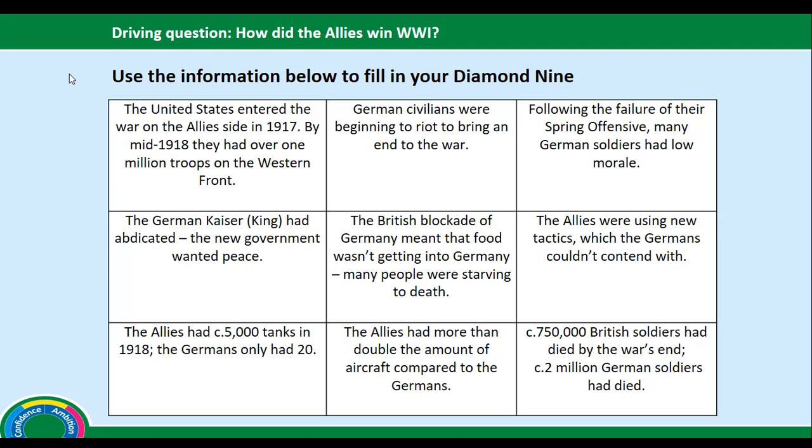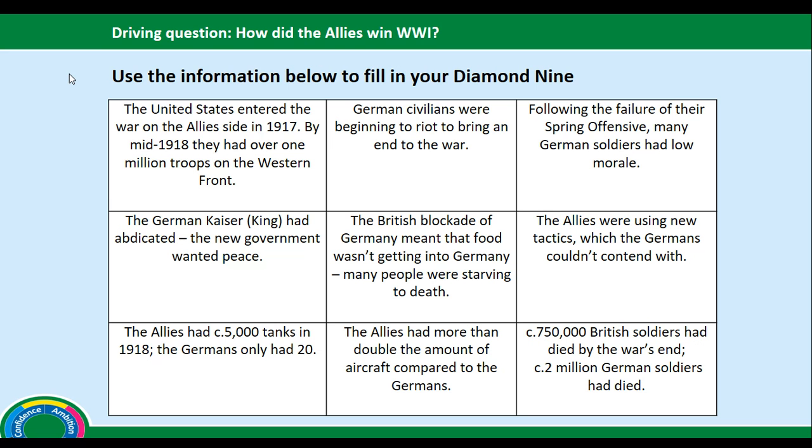The German Kaiser, meaning king, had abdicated. So by abdicated it means stepped down. The new government wanted peace. The British naval blockade of Germany meant that food wasn't getting into Germany. Many people were starving to death.